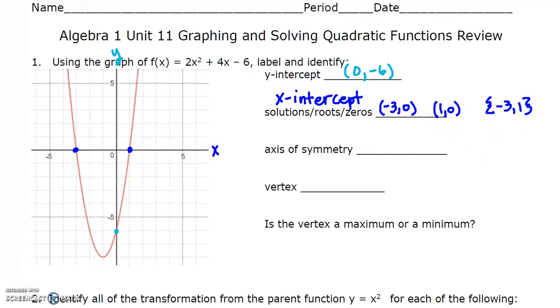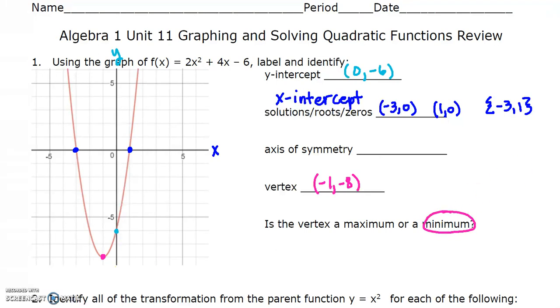The next one is asking for the axis of symmetry, but before we do that, let's go ahead and do the vertex. Remember, the vertex is either the highest or lowest point. For this one, it's my lowest point, and that would be -1, and then down to -8. So -1, comma, -8. There's my vertex. It asks, is the vertex a maximum or a minimum? Well, it's the lowest point, so that means it's a minimum.